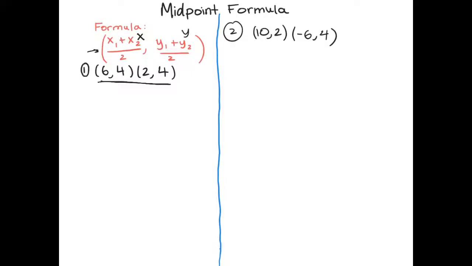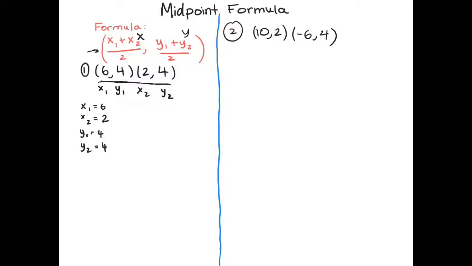Pretty simple. Now we just have to give x1, x2, y1, and y2 numeric values. Using our two coordinates, we can just name them: x1, y1, x2, y2. I'll go ahead and write them off to the side. So we've got x1 equals 6, x2 equals 2, y1 equals 4, and y2 equals 4.